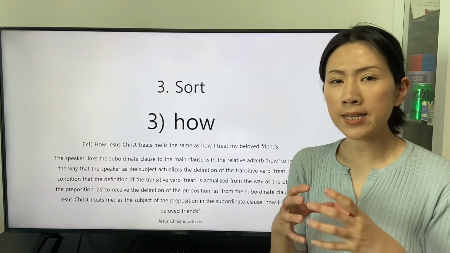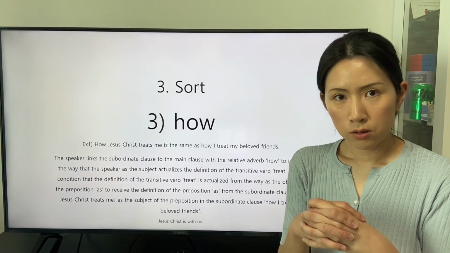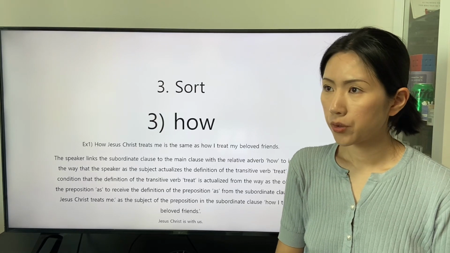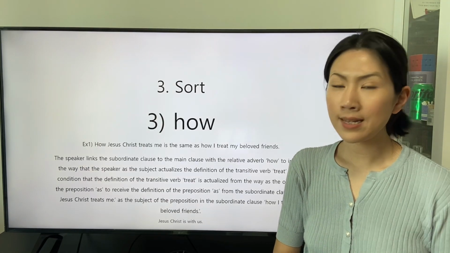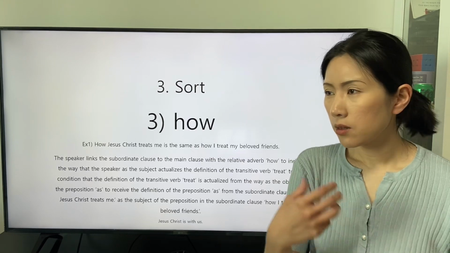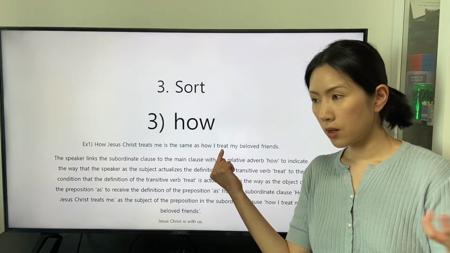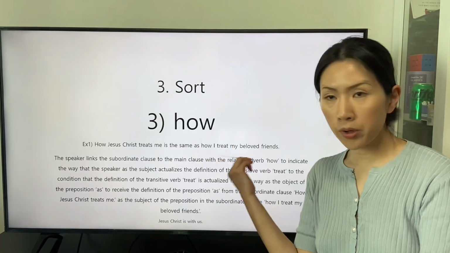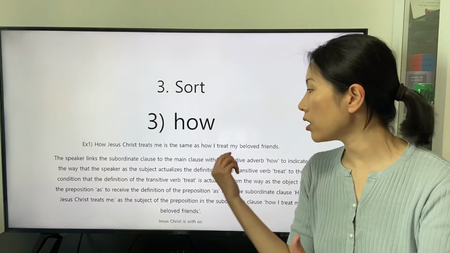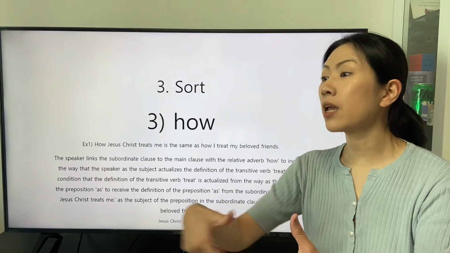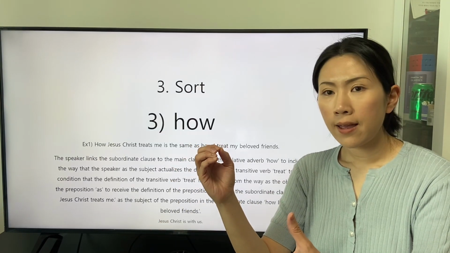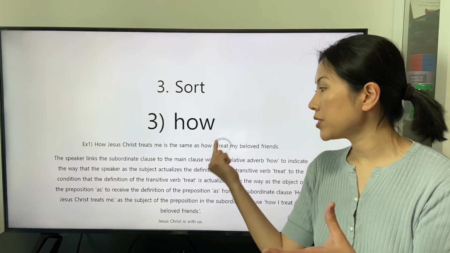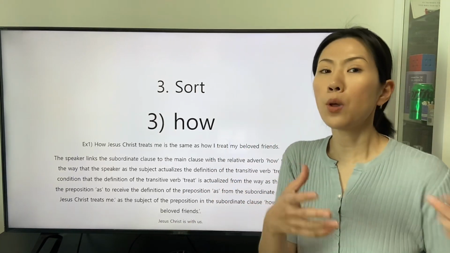The speaker intends to indicate the way that the speaker actualizes the definition of the transitive verb treat in the subordinate clause to the condition that the speaker as the subject attains after the actualization of the transitive verb treat from the way.